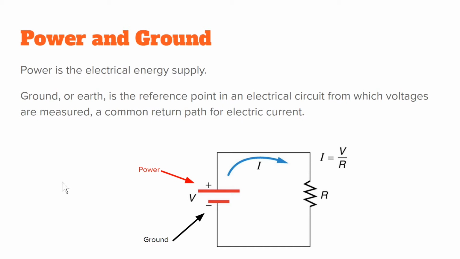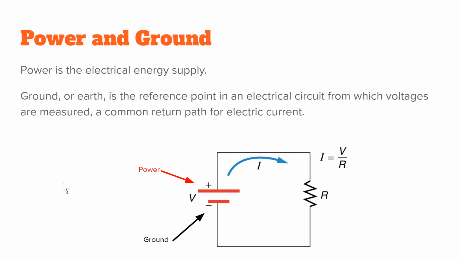But yeah, so like I said, the power is the electrical energy supply, and the ground, or earth, is a reference point. So that's really important as well. The power is always going to be the positive, and the ground is the negative. So that's what you see on your battery. It has a power and a ground.